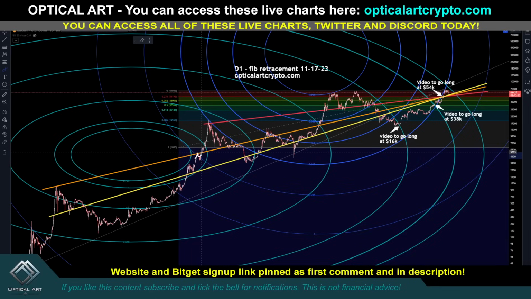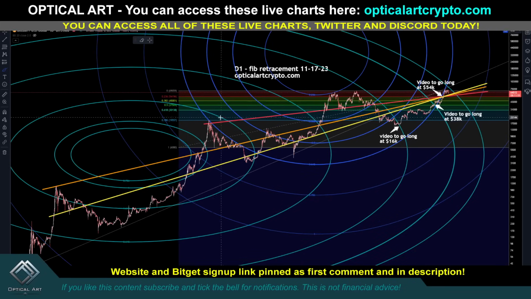Once we pushed above it, we got a pump. It became support, right, became resistance. As soon as we pushed above it, we got a pump, right? It became resistance. Same thing. As soon as we pushed above it, at the same time it crossed this blue ring, we got a pump. Notice it also became support. So again, that's two trend lines that told me if we got above it, we would get a pump. But we also have the red trend line.